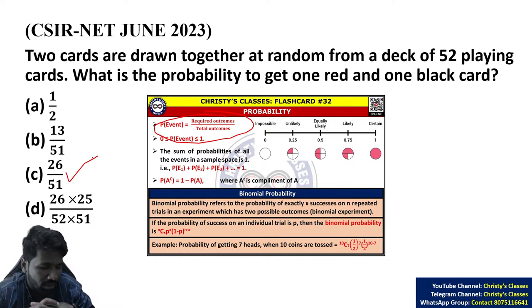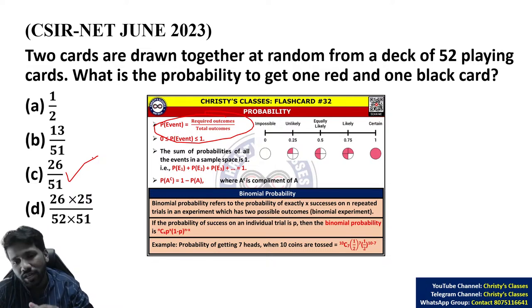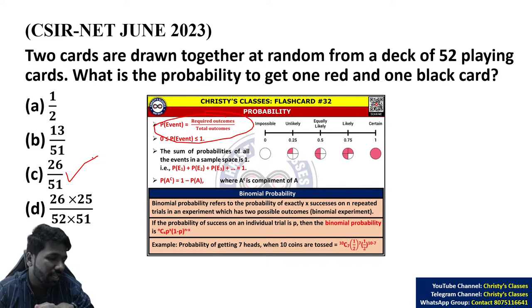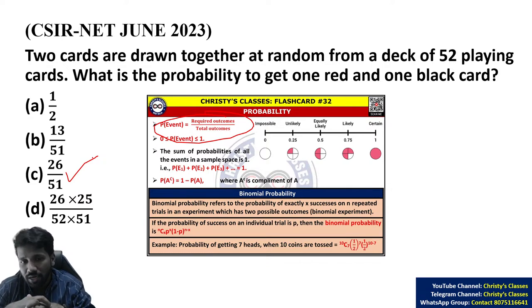Then the numbers written are 2, 3, 4, 5, 6, 7, 8, 9, 10. Then Jack, Queen, King and Ace. These are the 13 cards in every symbol. So that means every number or letter has 4 such cards, because every symbol has one such card. So this is a basic idea about cards.